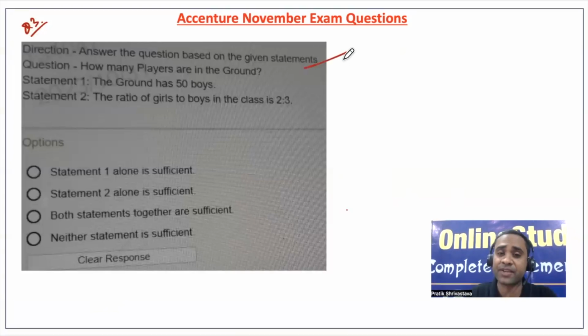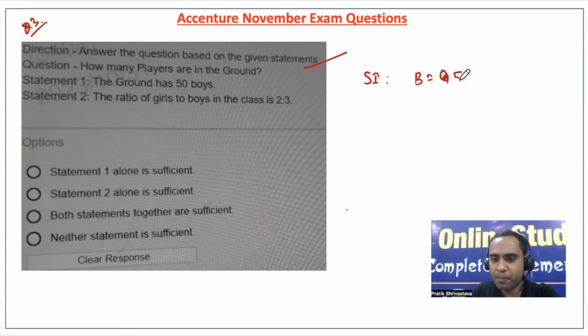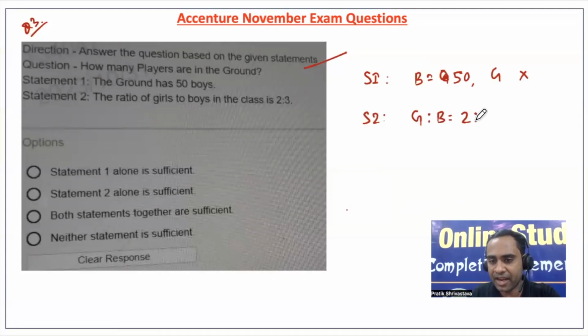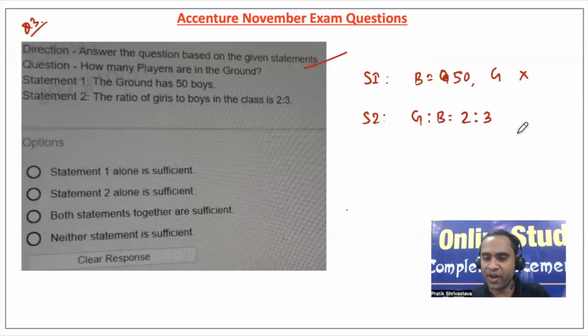Many of the students gave the wrong answer for this. How many players are there in the ground? Statement 1: the ground has 50 boys. They have given 50 boys, but they have not given the number of girls. So we cannot tell how many players there were from statement 1. Statement 2 says the ratio of girls to boys is 2:3. The ratio has been given, but no other information is given in statement 2. So statement 2 alone also cannot give the answer. So options 1 and 2 are eliminated.